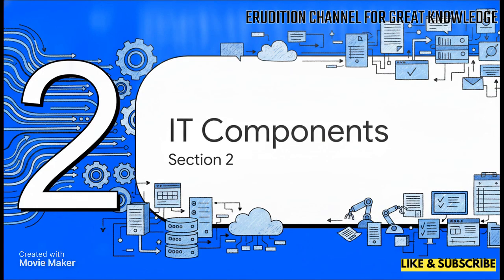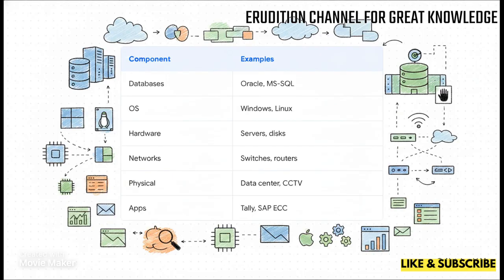Section 2, IT components and tools. Let's break down the actual digital infrastructure. Building an automated environment is kind of like putting together a giant puzzle. You've got databases, like Oracle 19c or MS SQL Server. Then your operating systems, think Windows, Unix, or Linux. Next is hardware and storage, so servers, disks, tapes, and network storage. Then you've got network devices like switches, routers, and firewalls connecting it all.